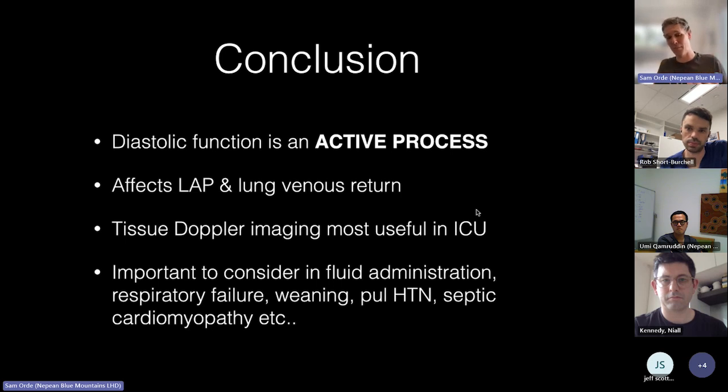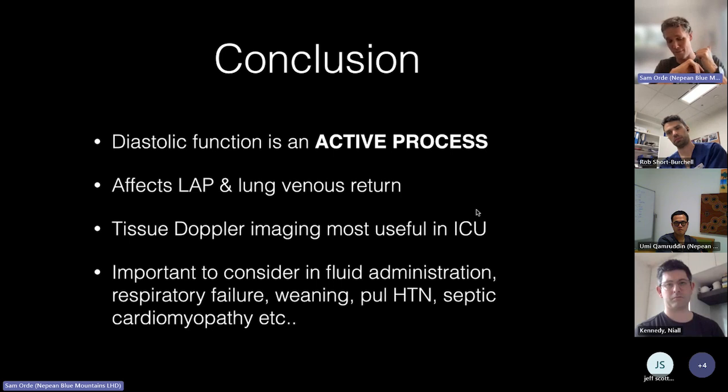And your LV relaxation will impair as you have hypertrophy, as you get reduced ejection fraction, as you get things like sepsis. Tissue Doppler is really important to look at, as well as things like your mitral inflow velocity. And it's also useful to use things like your deceleration time and using your pulmonary veins for analysis. And then that final thing is putting it all together with your clinical status of the patient.